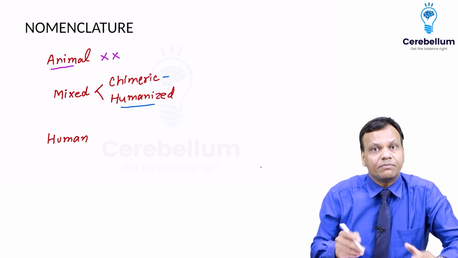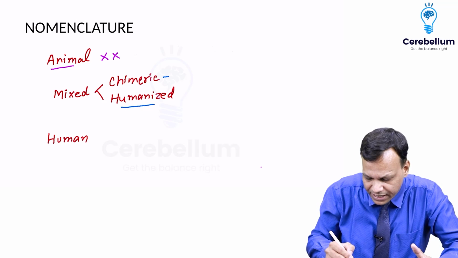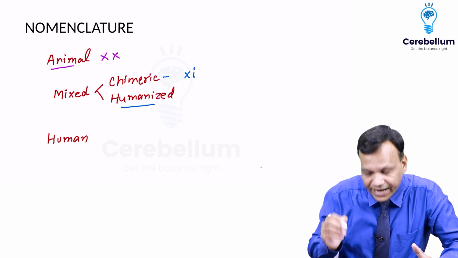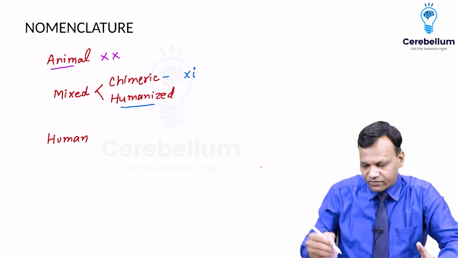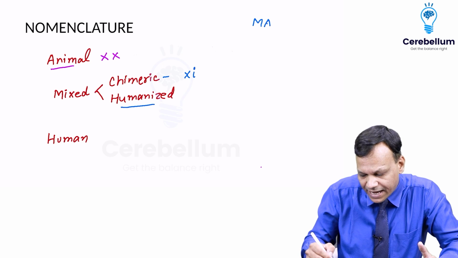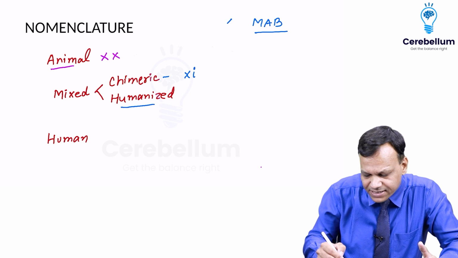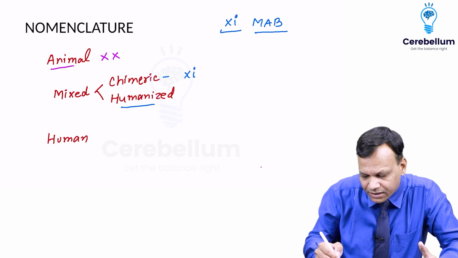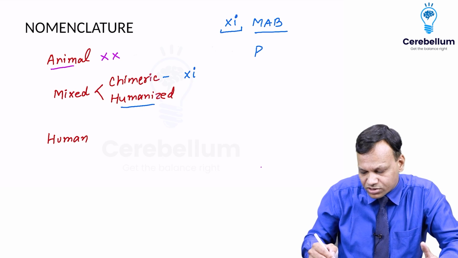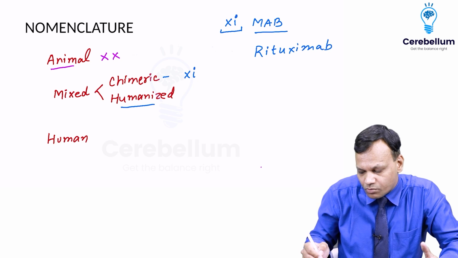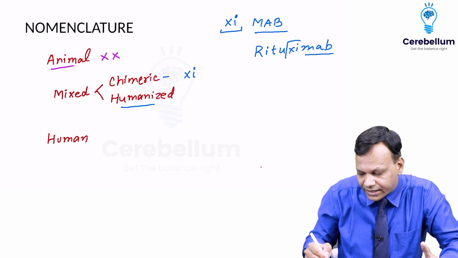Now, if it is chimeric, if it is 50-50, then the source code will contain XI. So like we discussed, it is having mab at the end. And then if there is XI here, it is chimeric. Like rituximab. Rituximab is a monoclonal antibody which is chimeric.